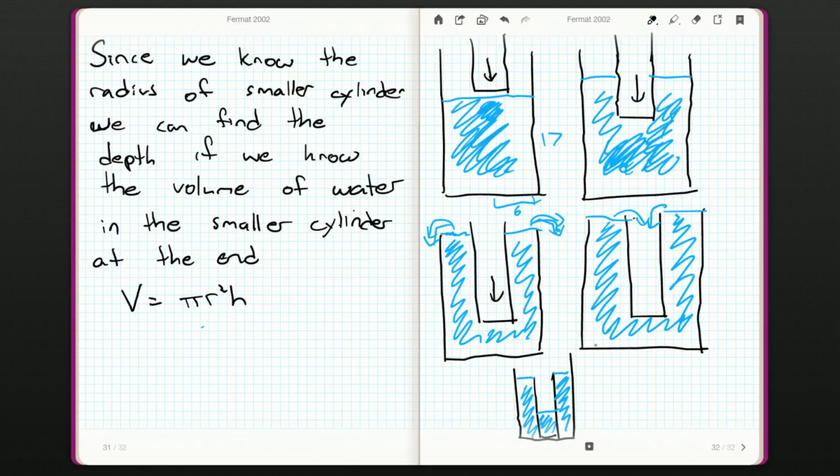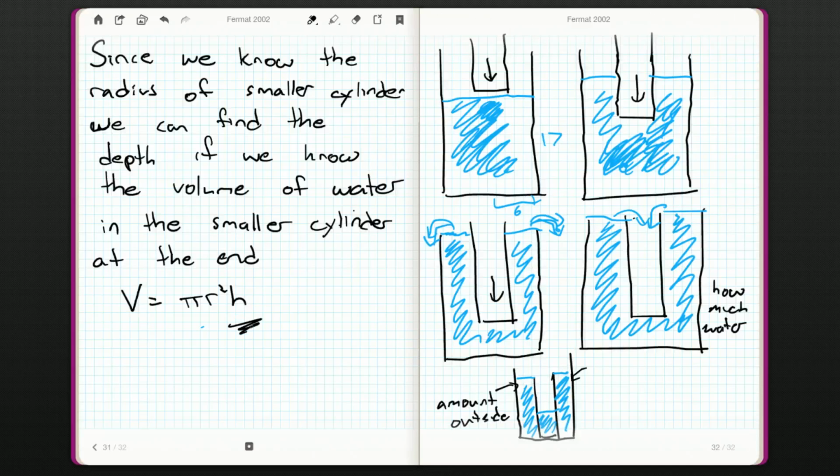And so if we can figure out how much water is in our closed system, so how much water at this step, and then if we can figure out the amount of water outside here, the difference will be the amount of water in here. And once we know the amount of water in here, we can get the height or depth of that amount of water in the small cylinder. Okay. So maybe we're just changing the problem around and not really ever answering anything, but I think we have a pretty good plan of attack.